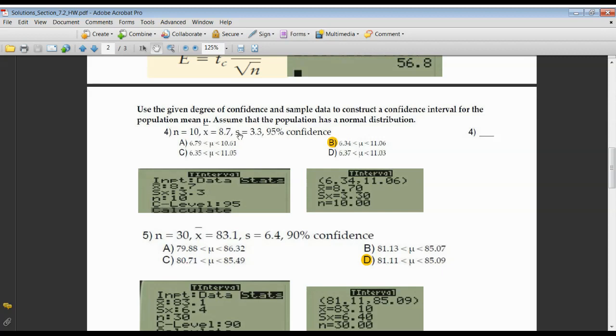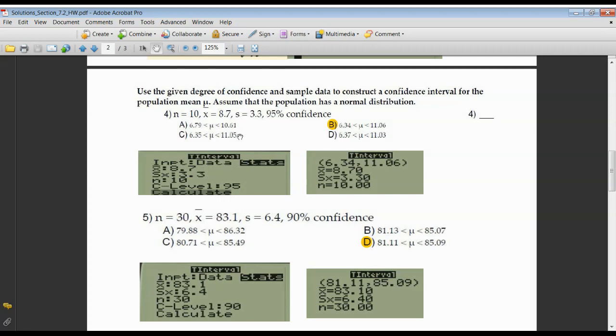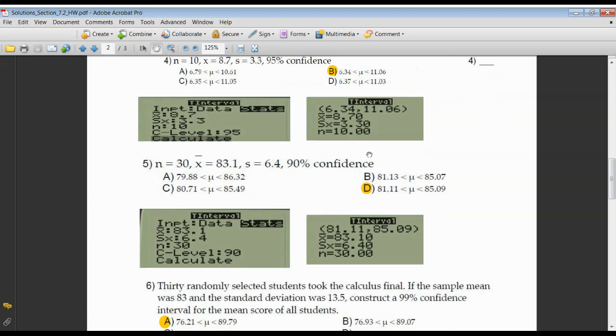You're using t-scores. So what I did here was STAT, go to TESTS, come down to number 8, TInterval, and I've got Stats. Stats meaning I know the n, they tell me the x bar, they tell me the standard deviation of the sample. These are stats, not data. So that's highlighted, and I just fill in the values. There's my x bar, 8.7. There's my S, the standard deviation, 3.3. n is 10, and 95, or 0.95, whichever you prefer. And once again, 6.34 on the low end and 11.06 on the money.